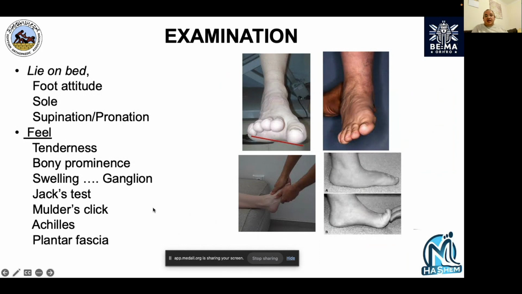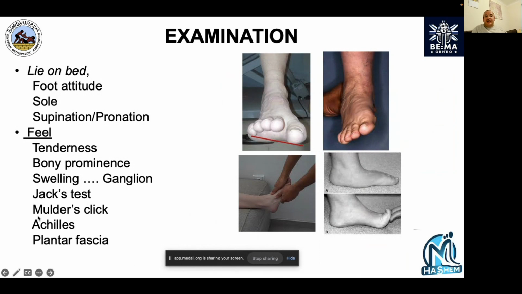Then you do the Mulder's click if you're suspecting tenderness in the second or third web space because of a Morton's neuroma. And basically, as you can see, you're just holding the lateral rays, you're holding the medial rays, and you just move them against each other. And if there is a neuroma there, you will hear a click, what we call Mulder's click.